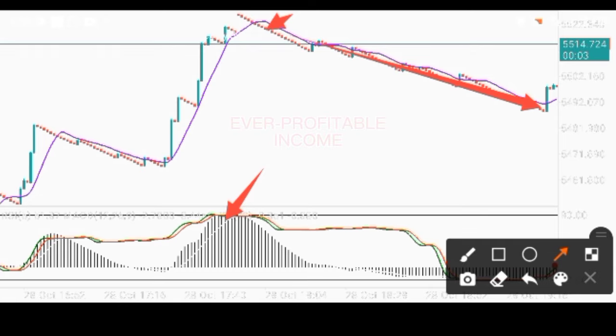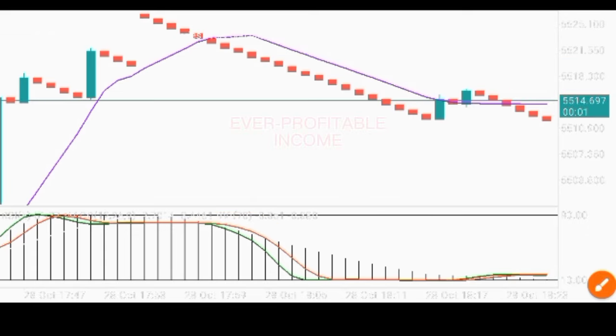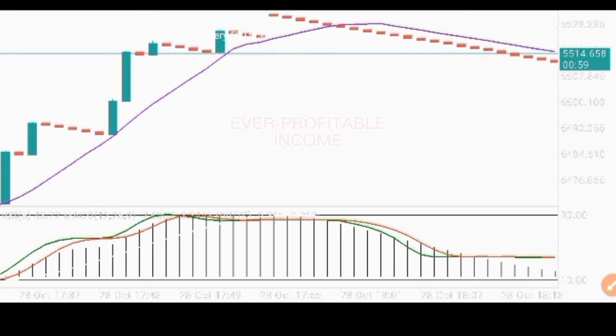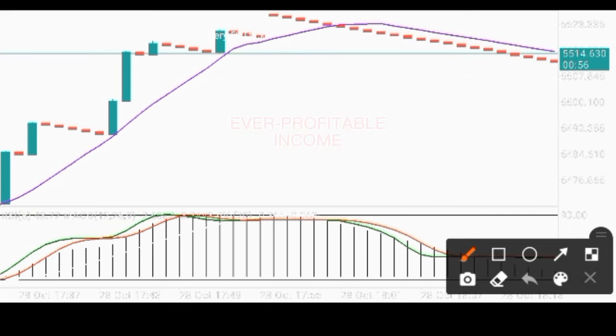Let me zoom in closely. Can you see that? Both the MACD and the relative vigor index touched the 90 level and then the MACD started shortening. Can you see that? It started shortening right at this point.